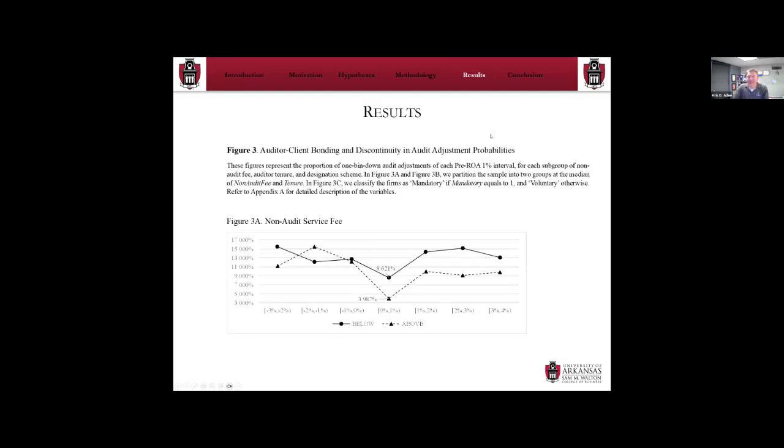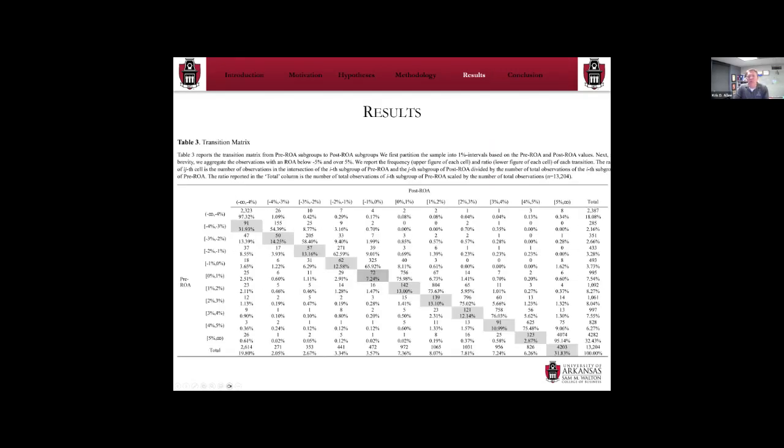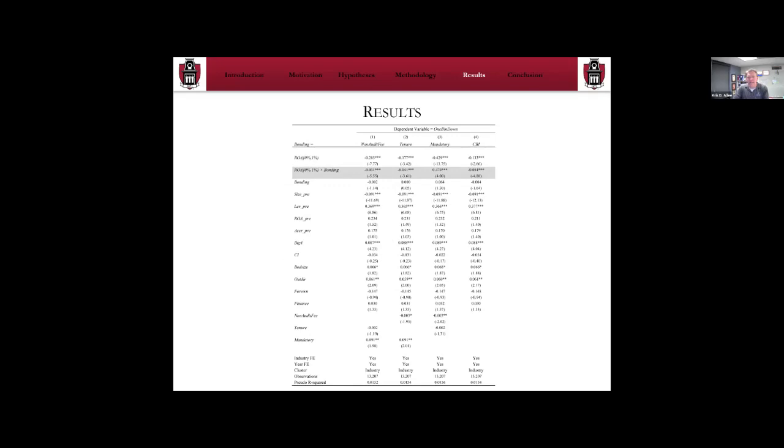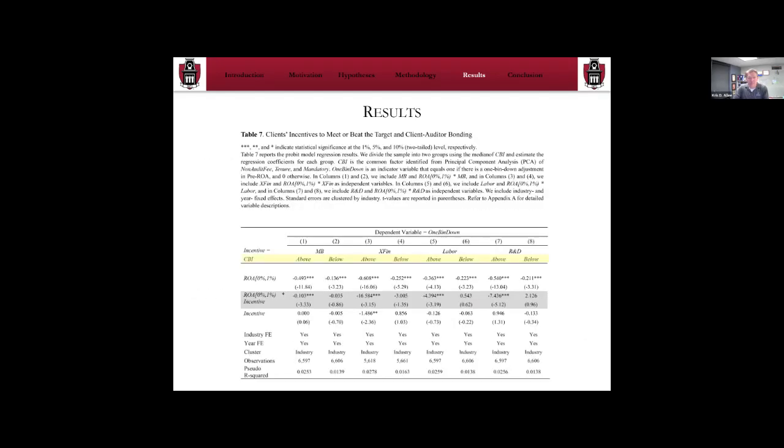Why is that helpful? Later on, we try to measure whether or not firms that have incentives to meet or beat earnings, the results are higher or lower, right, with firms that have high economic bonding. Now, think about this table here. On this table, this is a firm's incentive to meet or beat earnings, right? And this right here is bonding.